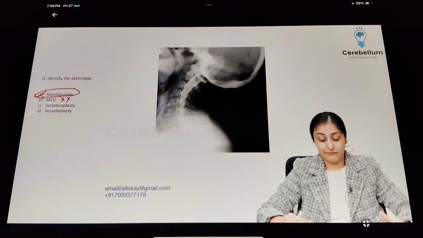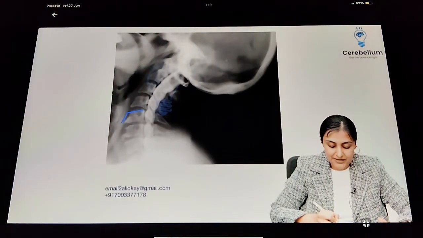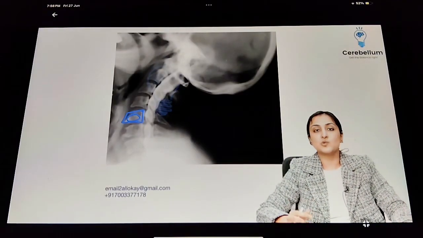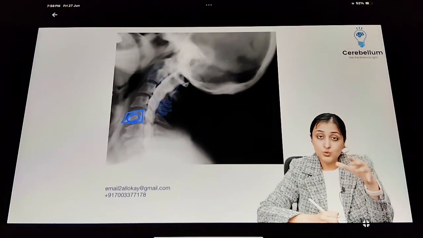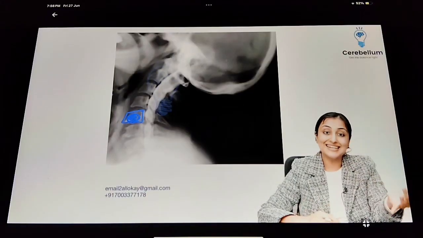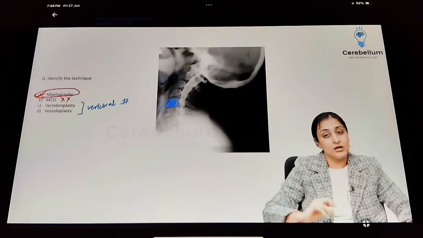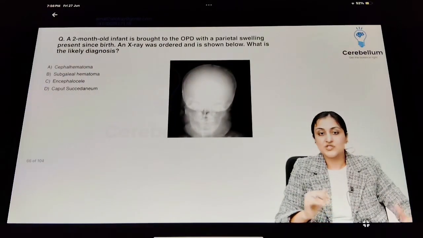What is vertebroplasty and vesselplasty? Vertebroplasty and vesselplasty are where you inject bone cement in the vertebra. Vertebroplasty is plainly injecting the bone cement, whereas in vesselplasty you put a balloon-like structure and then put cement inside it. Both of these are used for vertebral compression fractures. We use it to strengthen the vertebra. So this is a myelography.